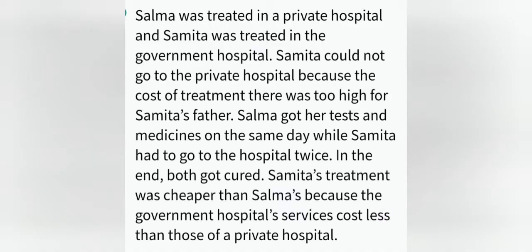So, children, Salma was treated in a private hospital and Samita was treated in the government hospital. Samita could not go to the private hospital because the cost of treatment there was too high for Samita's father. Salma got her tests and medicines on the same day, while Samita had to go to the hospital twice. In the end, both got cured. Samita's treatment was cheaper than Salma's because the government hospital's services cost less than those of a private hospital.